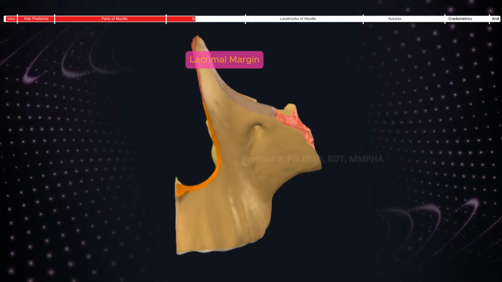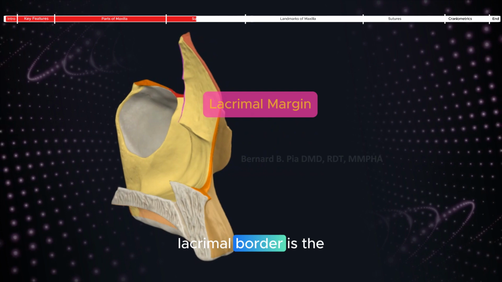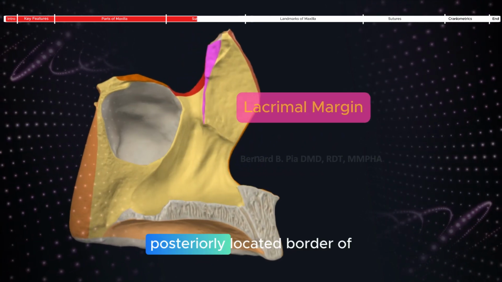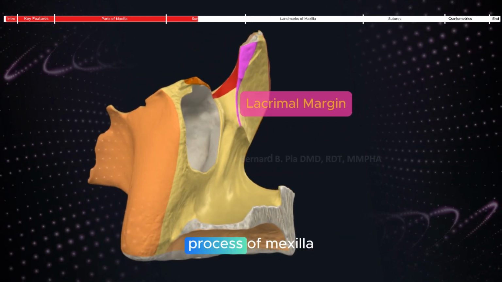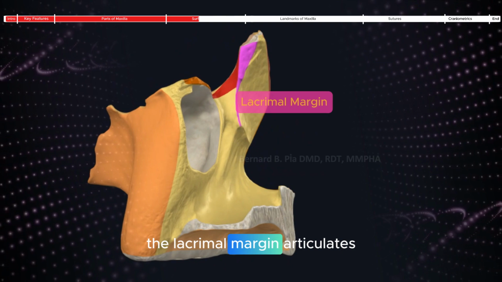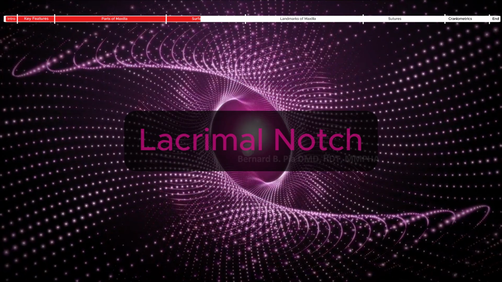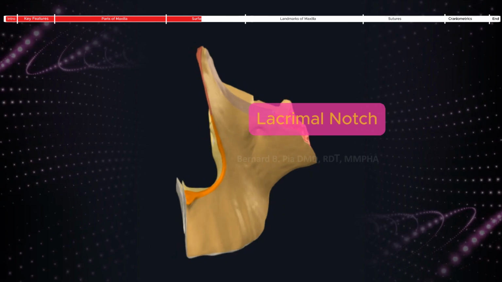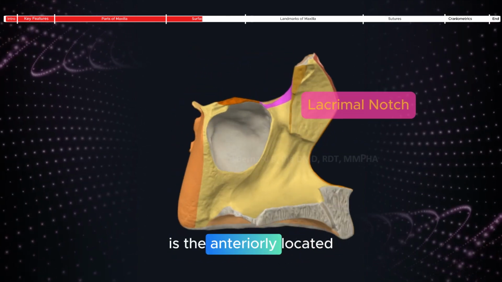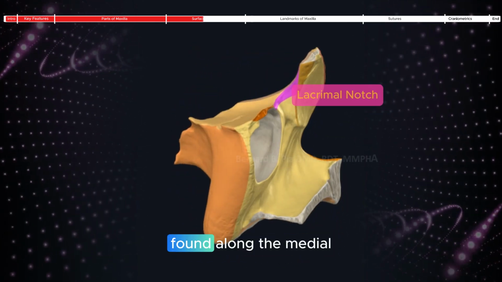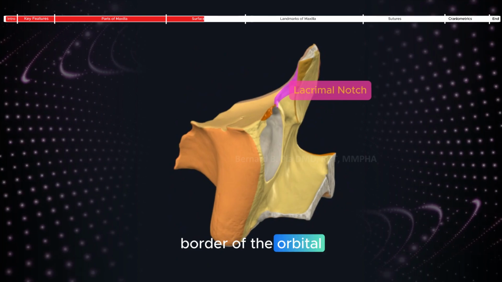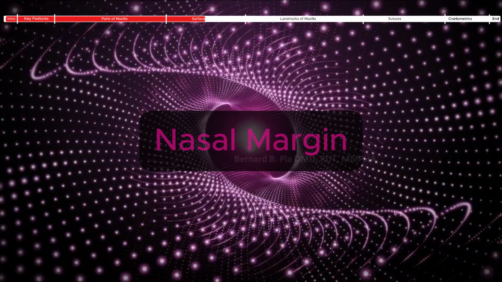4. The lacrimal margin, lacrimal border, is the vertical, posteriorly located border of the frontal process of maxilla. The lacrimal margin articulates with the lacrimal bone. 5. The lacrimal notch is the anteriorly located indentation found along the medial border of the orbital surface of the maxilla.